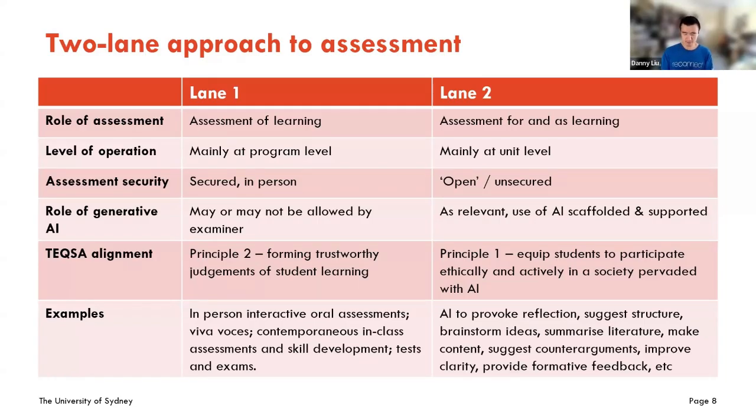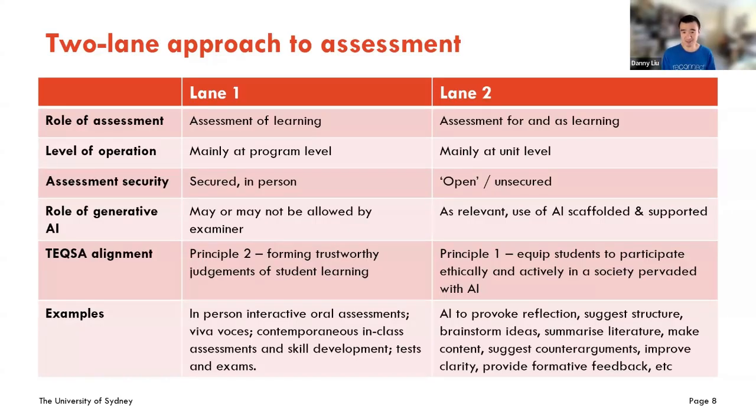The idea behind the 2-lane approach is that you have many assessments in lane 2. And lane 2 are assessments that act to motivate and encourage students to learn. They're open or unsecured assessments where AI use is scaffolded and supported as it's relevant. Here, it's not possible to restrict or ban or detect AI, but rather the role of lane 2 is for us to help students engage with AI in a productive and responsible way.